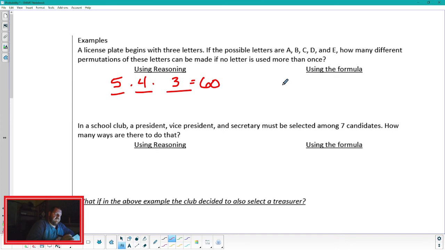Let's look if that verifies with the formula. In the formula, I have a group of 5 things, and I want to arrange 3 of them. Well, we've actually done this already. 5 factorial over 5 minus 3 factorial. If I look at the bottom first, that's 2 factorial. So 5 times 4 times 3 times 2 factorial, and those cancel. I get my 5 times 4 times 3, which is 60.